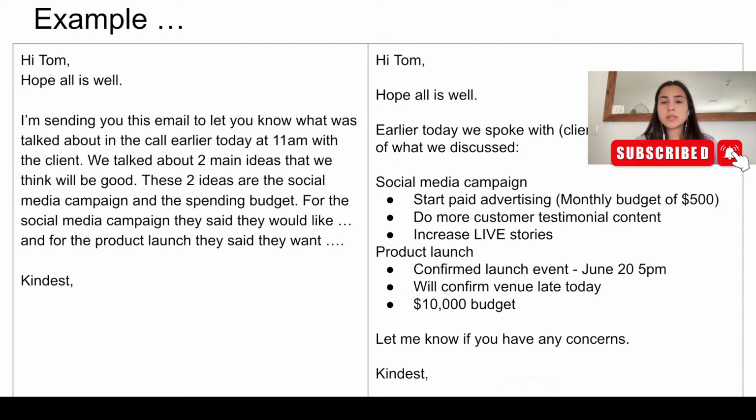Next part. Earlier today, we spoke with the client, and here is a summary of what we discussed. This is the perfect way to summarize what you spoke about with someone else. You just give a sentence telling them that you're going to summarize what was mentioned, and then you're going to divide up the bullet points. Depending on how many topics you've spoken about, for each topic you'll have different bullet points. So we spoke about the social media campaign, and then you're going to put the dot points here of what you specifically spoke about.